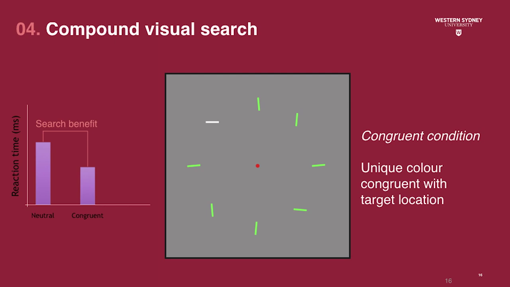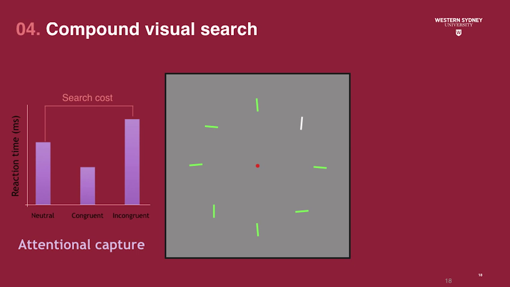In this example, the unique colour is paired not with the target line, but with a distractor. This is known as an incongruent search condition. It's assumed that if the unique secondary stimulus automatically captures one's attention, then one's attention will be temporarily drawn towards this distractor, and so performance should be significantly slower than in the neutral condition. That is to say, there will be a search cost.